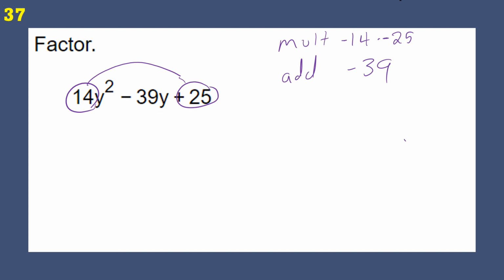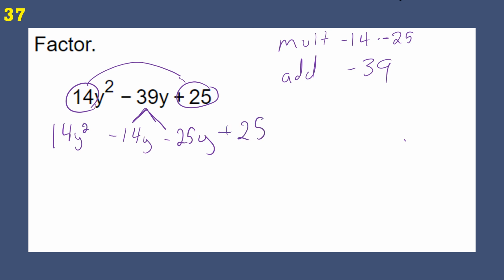So the next thing I do is I like to use the split the middle term method for factoring. I take the middle term and keep the other parts the same, but I split it. So rather than writing negative 39y, I use my two special numbers, negative 14y and then negative 25y. And so I know I still have negative 39y. I've just split it into two pieces. And I pull down what I have at the beginning, 14y squared, and what I have at the end, which is 25.